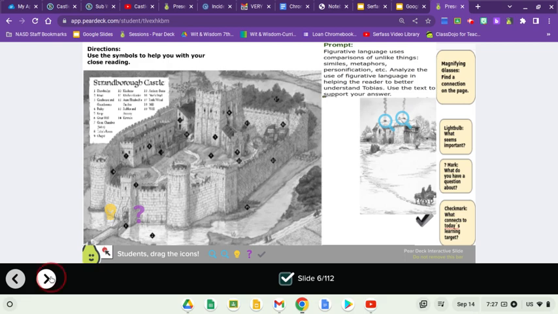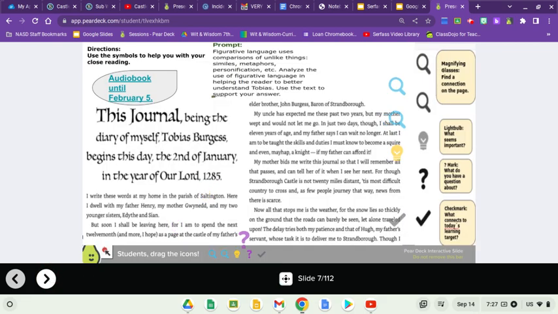All right. Oh, there's a little connection there. Okay. So we're on slide 7. Everybody turn to slide 7. Slide 7. So we're reviewing, but this time as we go through, we're going to be using our connections, our big ideas, and identifying any figurative language that we can find.